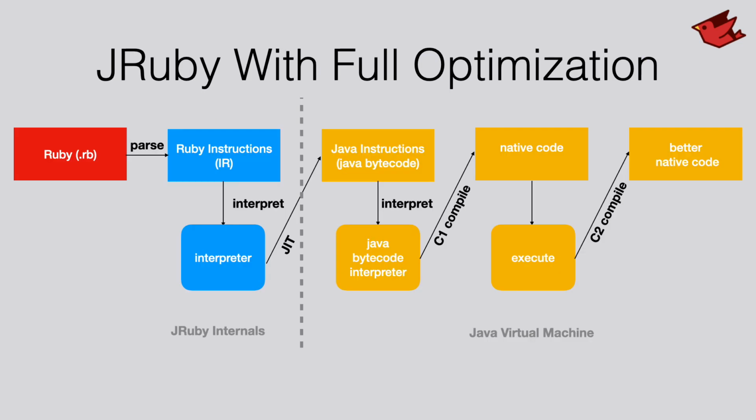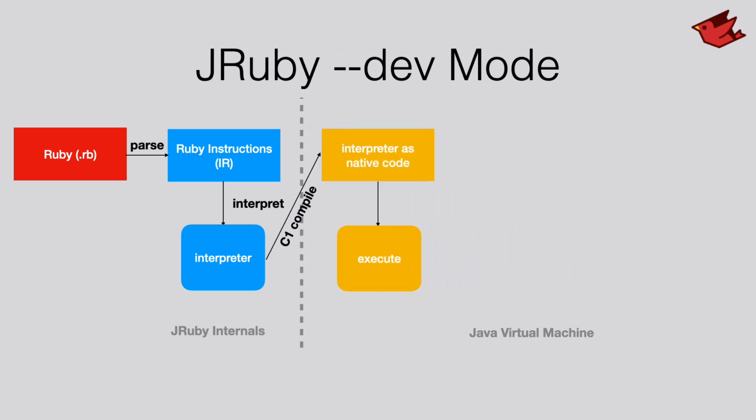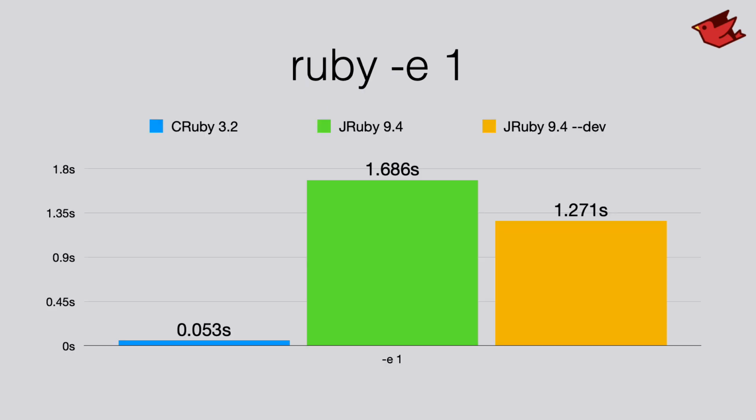So if we look back at our JRuby architecture, one of the tricks we have is the --dev flag. The dev flag basically turns off a lot of extra optimization that you may not need when doing local development. It doesn't compile Ruby code into JVM bytecode, and it turns off some of the more aggressive optimizations at the JVM level. This gives us a pretty good improvement here. It's not where we would want to be, but we are starting to look better for a baseline case like -e1.